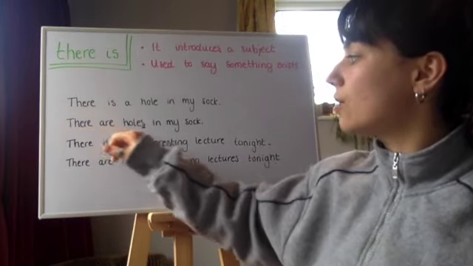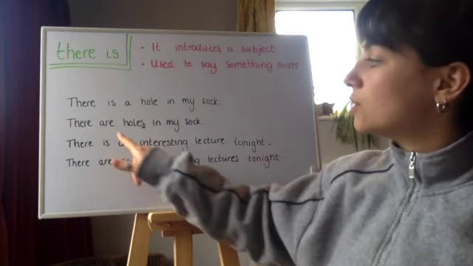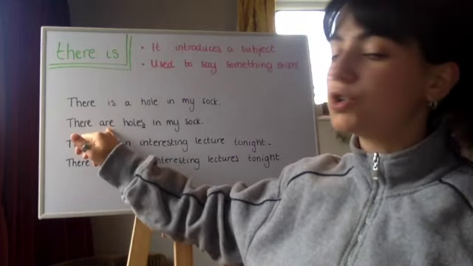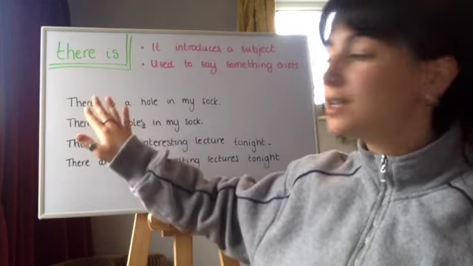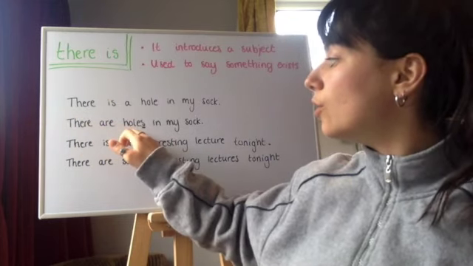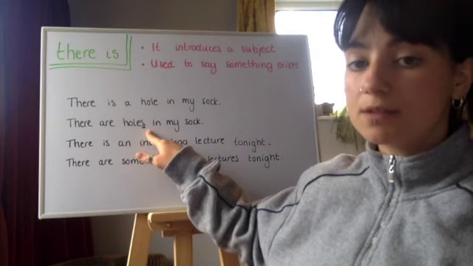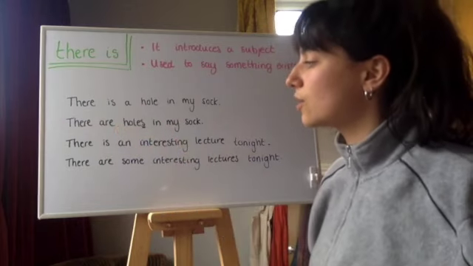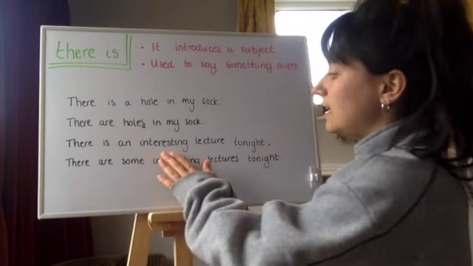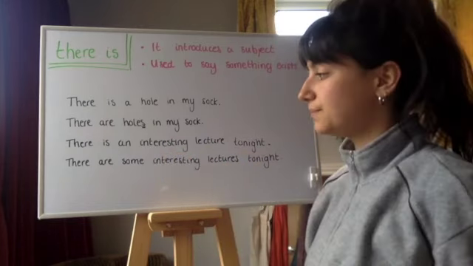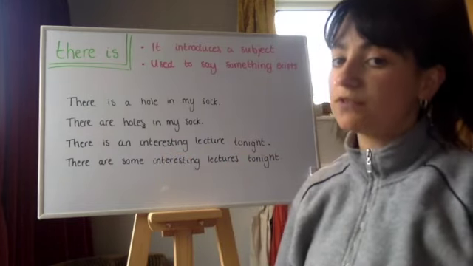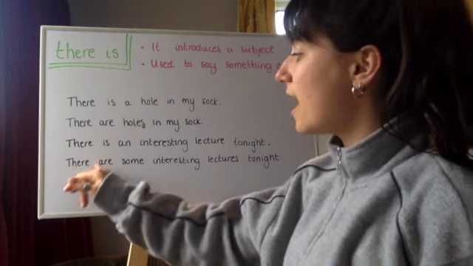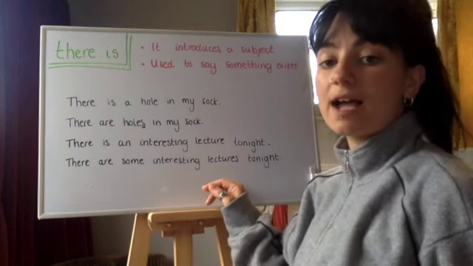There are holes in my sock. So when we want to make it plural, so there's more than one, we use the word are and not is. So there are holes, with an S on the end to make it plural, in my sock. There is an interesting lecture tonight. Or to make it plural, so if there was more than one lecture, we say there are some interesting lectures tonight.